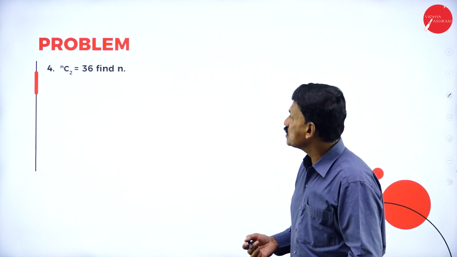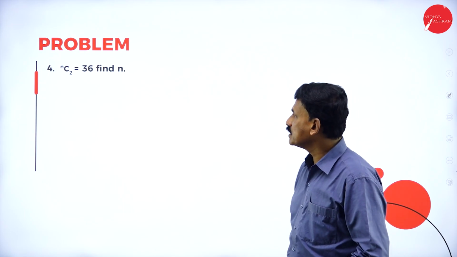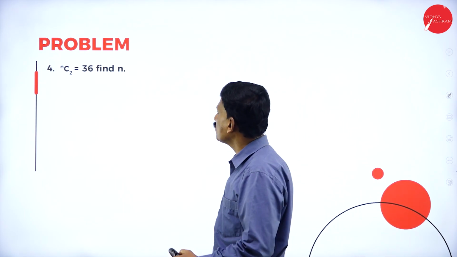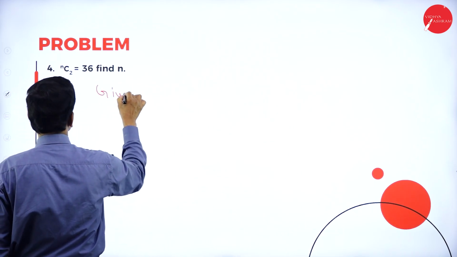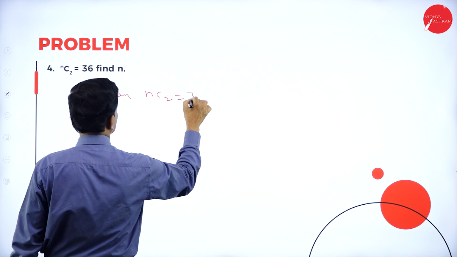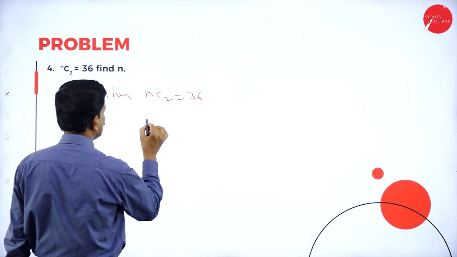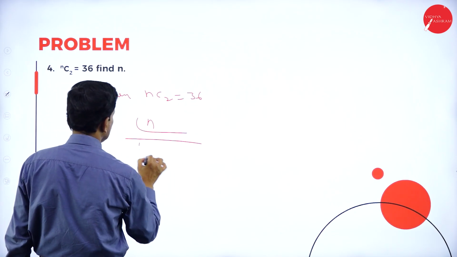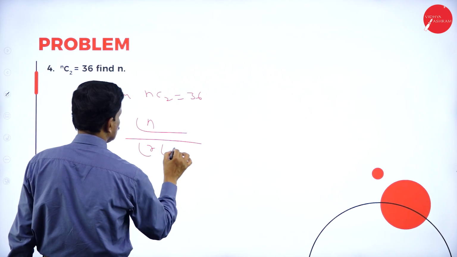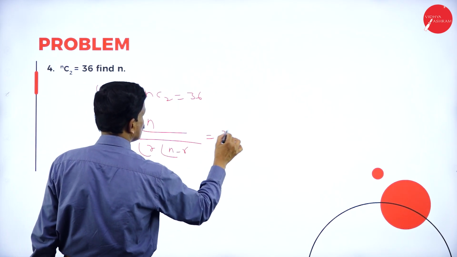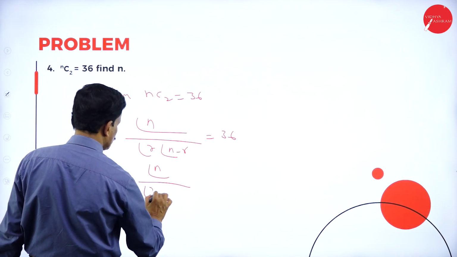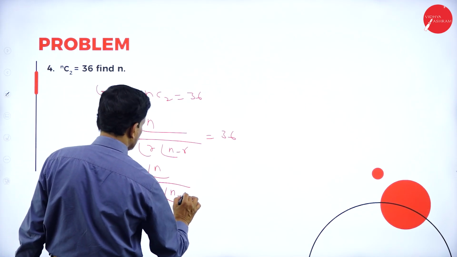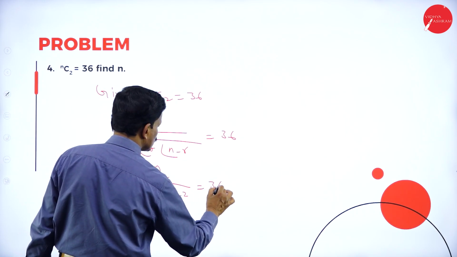If NC2 is equal to 36, find N. Listen to me. What is given? NC2 is equal to 36. What is the formula for NCR? N factorial divided by R factorial into N minus R factorial is equal to 36. So what is N here? N factorial divided by 2 into factorial of N minus 2 is equal to 36.